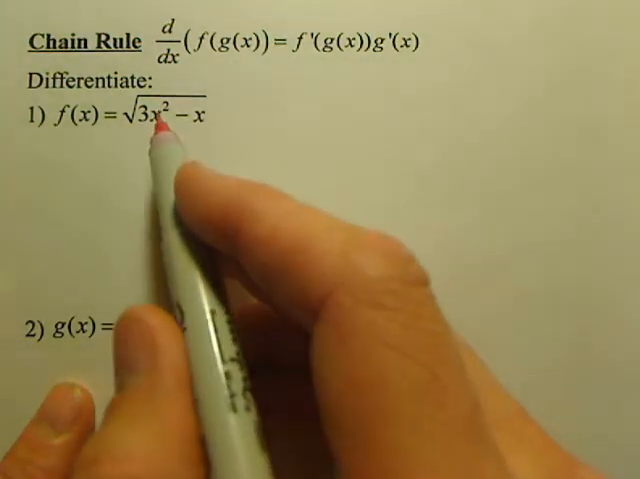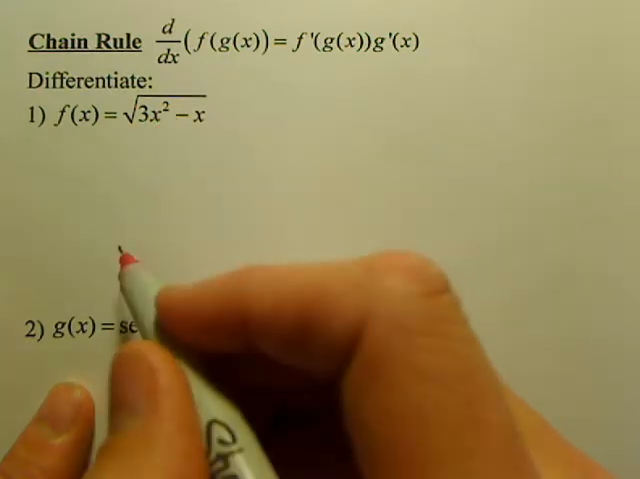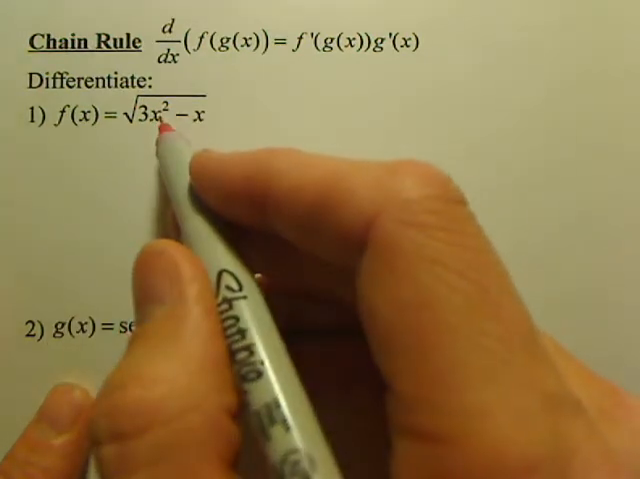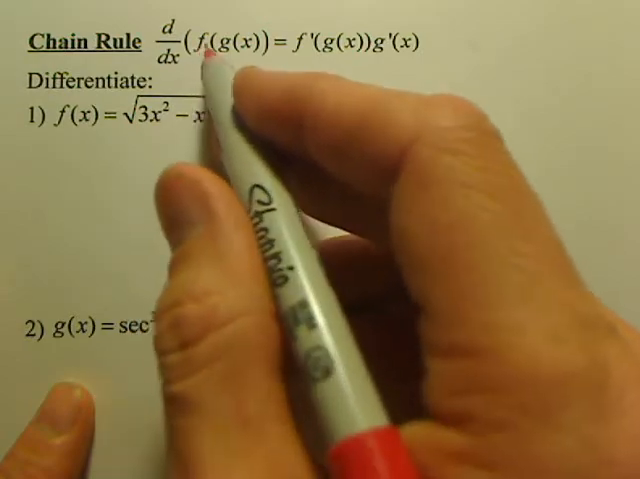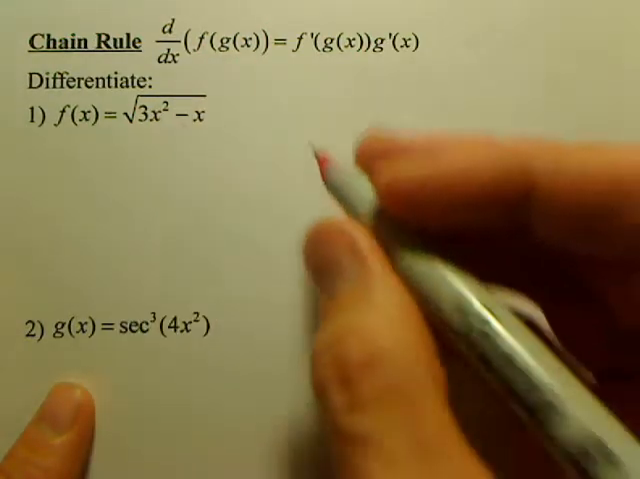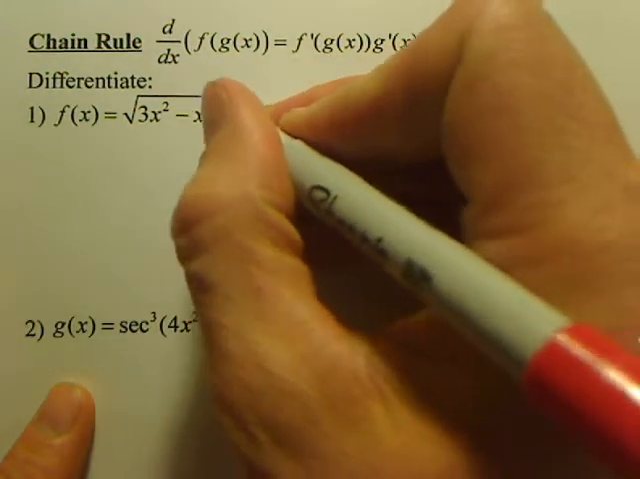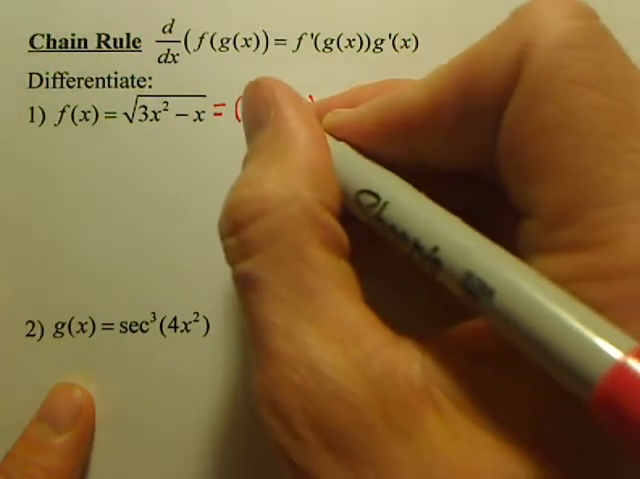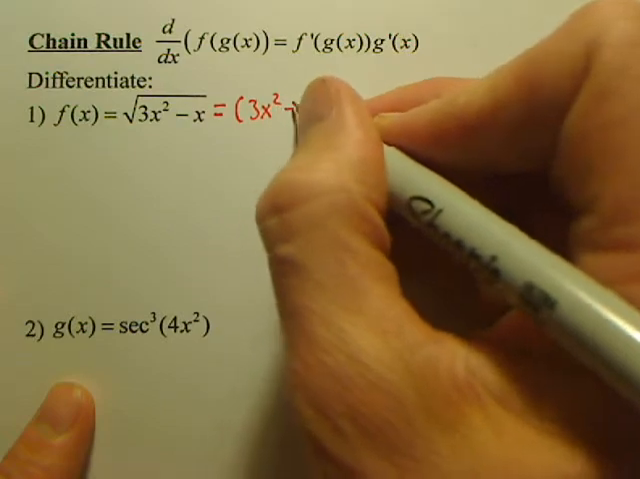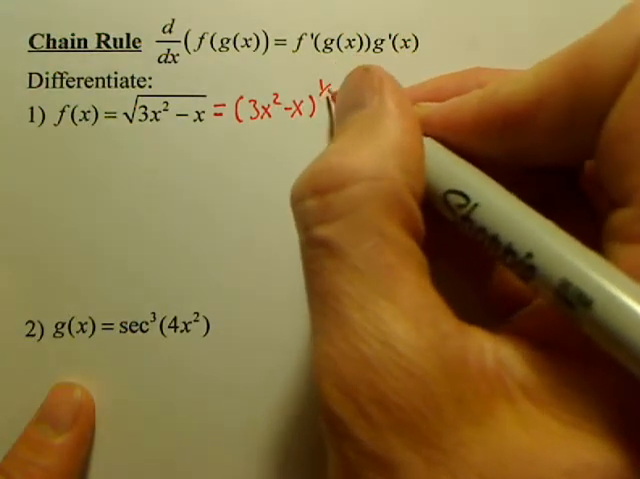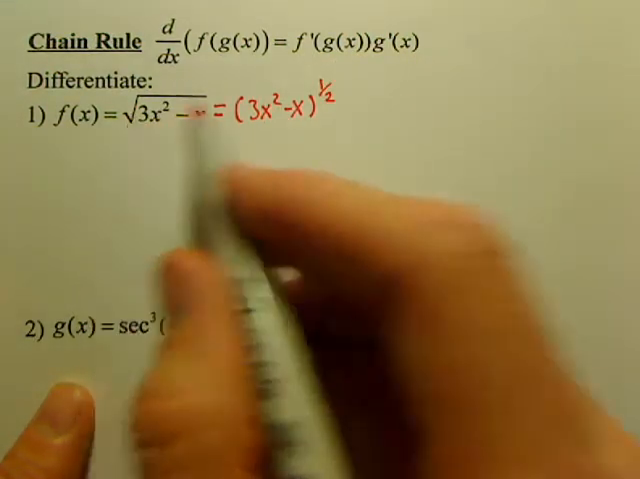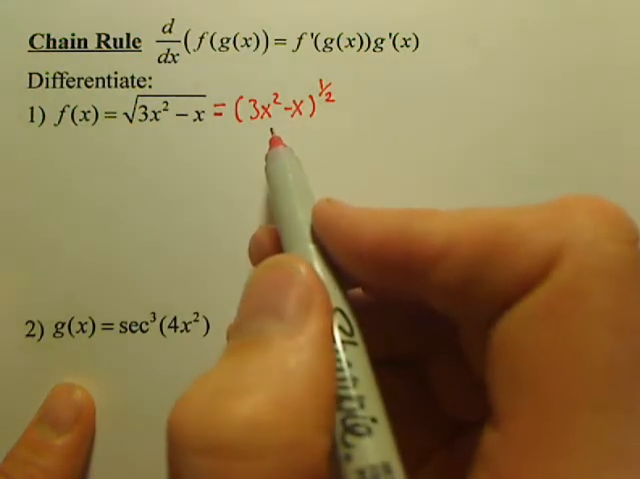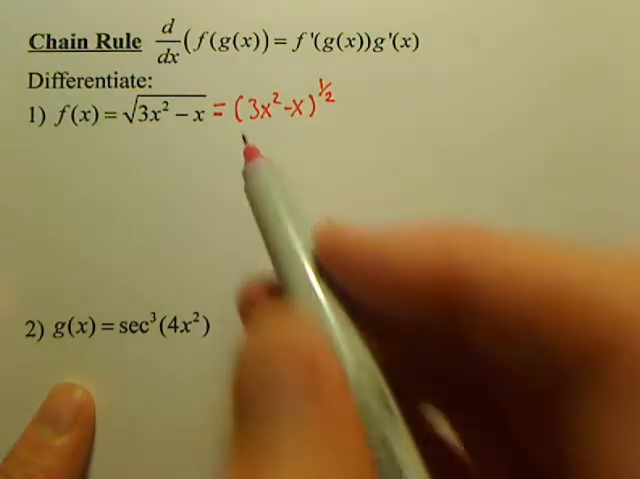Let me show you how it works with this practical problem. All right, this is a composite function. It's f of g of x. There's something inside of something else. So watch this. I'm going to rewrite it, make it a little bit easier to see maybe. I have 3x squared minus x, and I have a 1/2 power. The square root is a 1/2 power. This makes it easier to see and easier to take the derivative of.